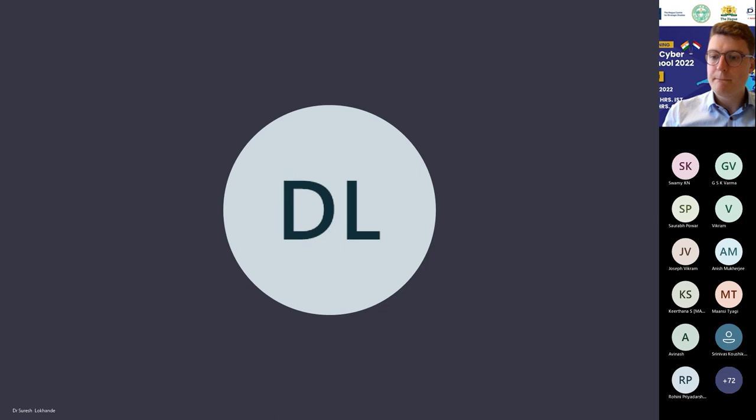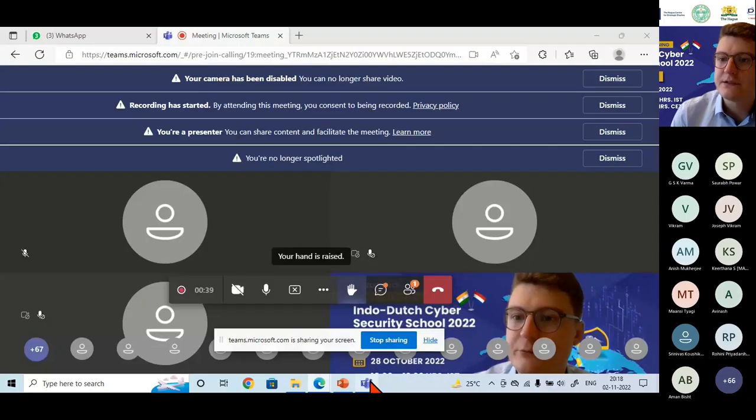I think we do have time to address two of the questions. The first one would be, in symmetric algo, how are the keys transferred to the receiver?